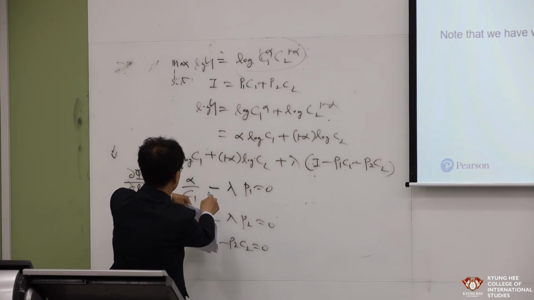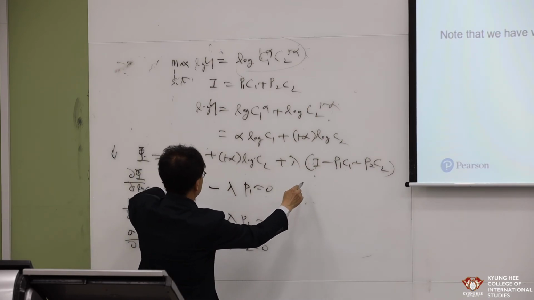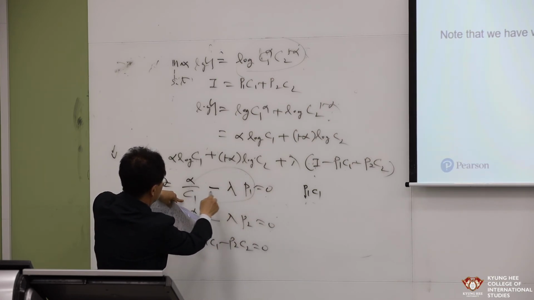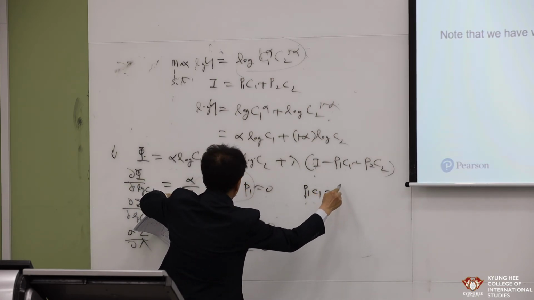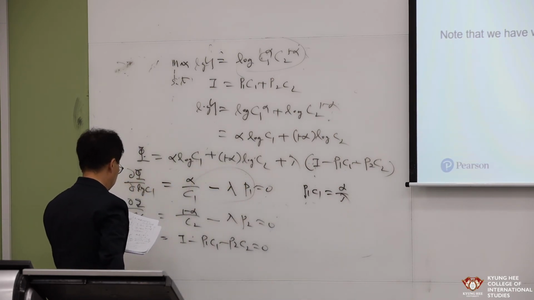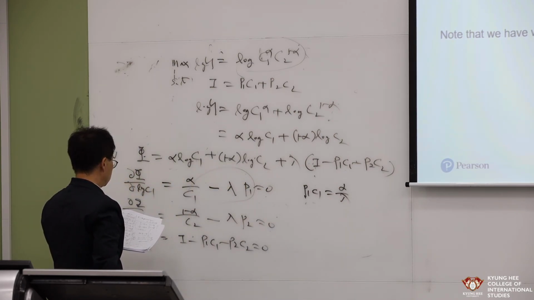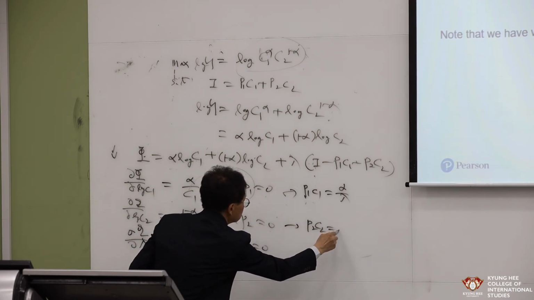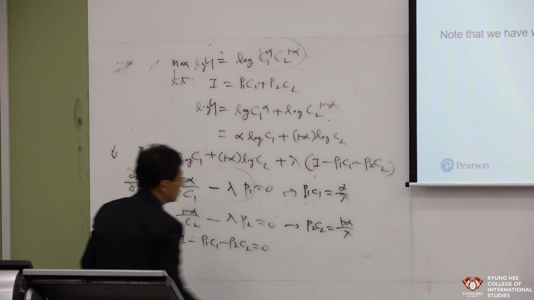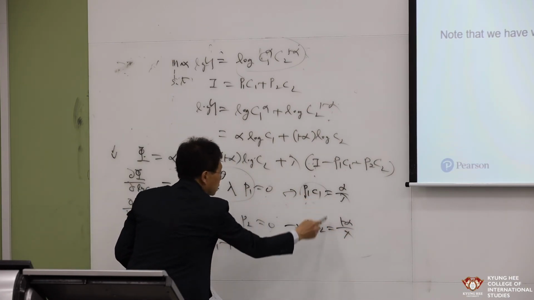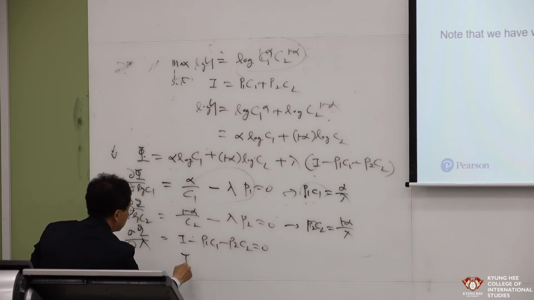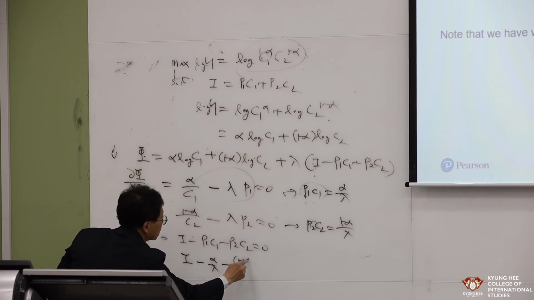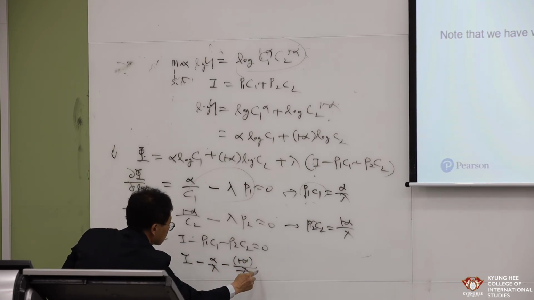So P1C1 is equal to alpha over lambda, isn't it? And similarly from here we can get P2C2 is equal to 1 minus alpha over lambda. And inserting this here, then I minus alpha over lambda minus 1 minus alpha over lambda should be equal to 0.